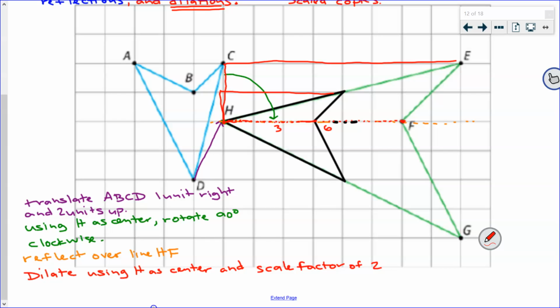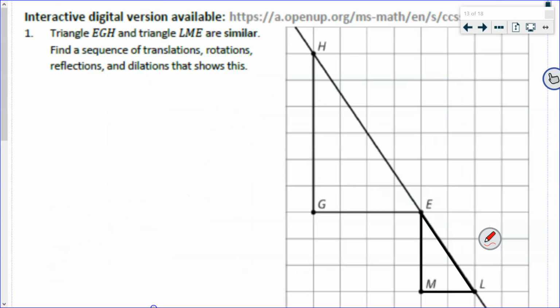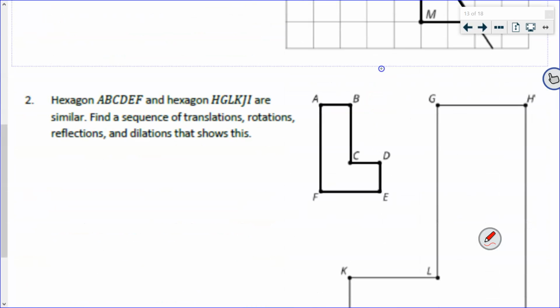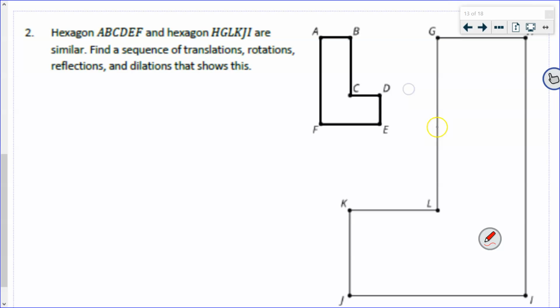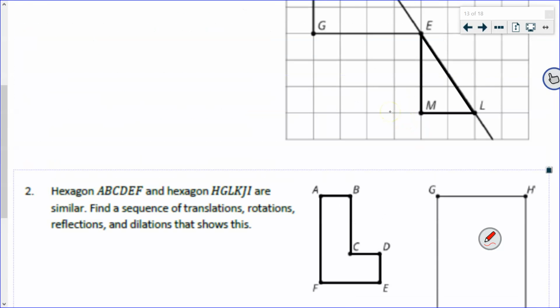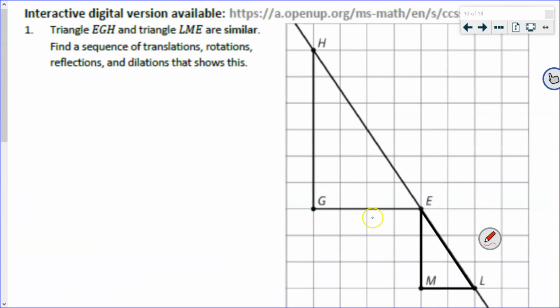And that's it. That's it for my instruction. Now it's your job. I want you to work with your groups, and I want you to do the exact same thing for these two figures. Show a sequence of translations, rotations, reflections, and dilations that will take one figure to the other. If you can do that, then it proves that they are similar.